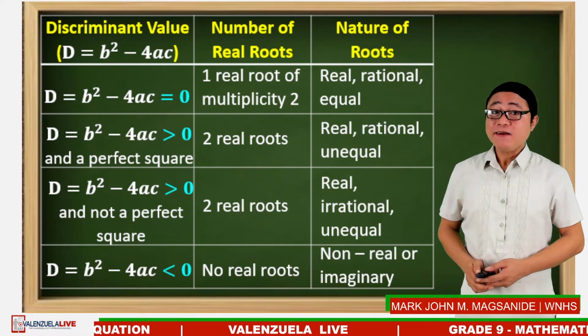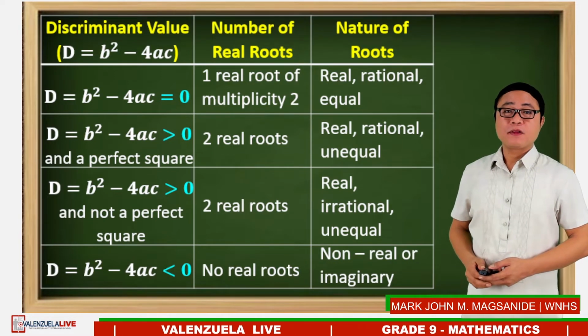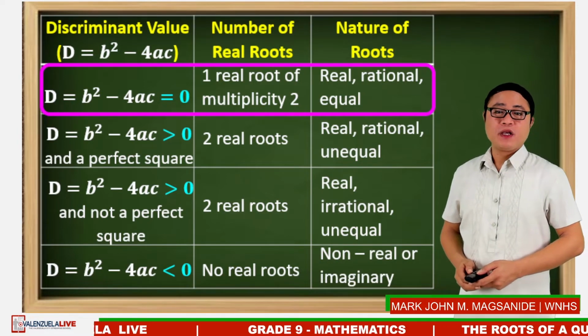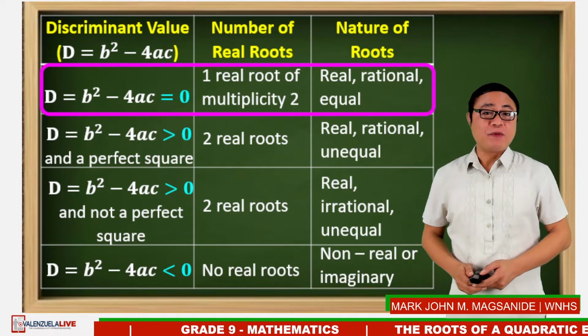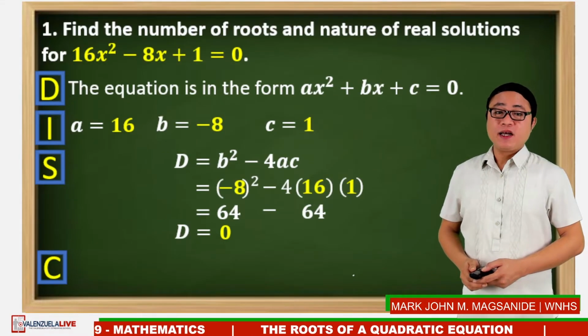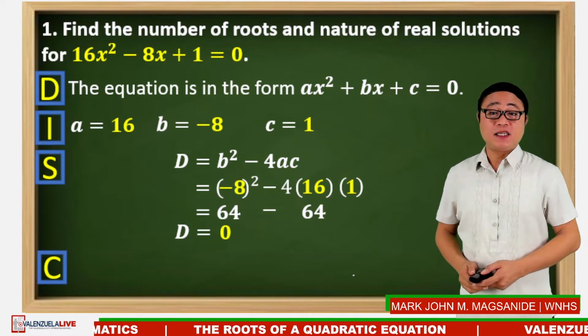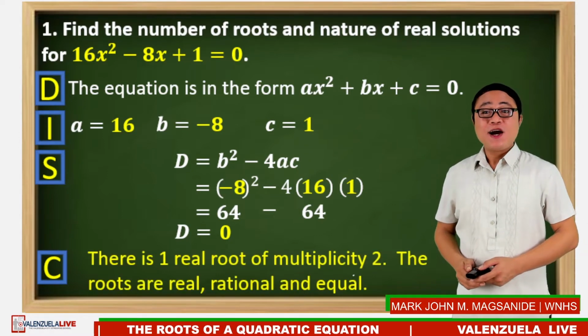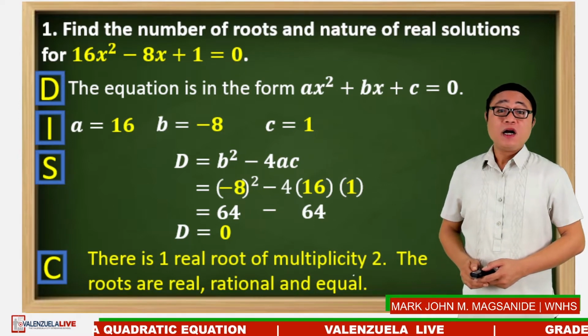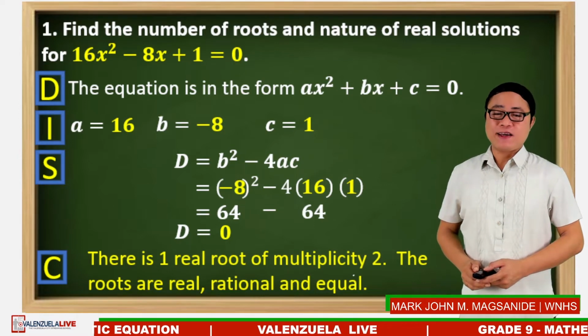Yes, that is in the first row. So going back to our example, the quadratic equation 16x squared minus 8x plus 1 is equal to 0 has one real root of multiplicity 2, and the roots are real, rational, and equal.